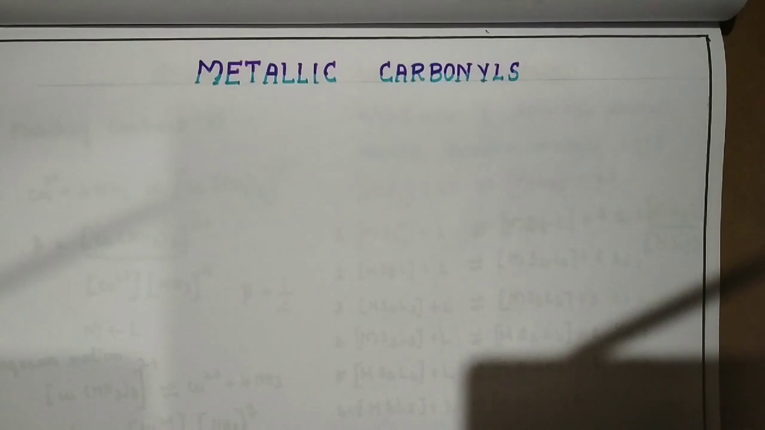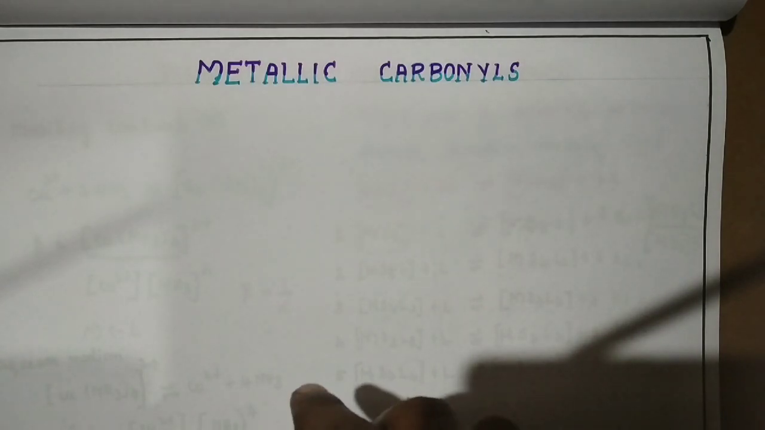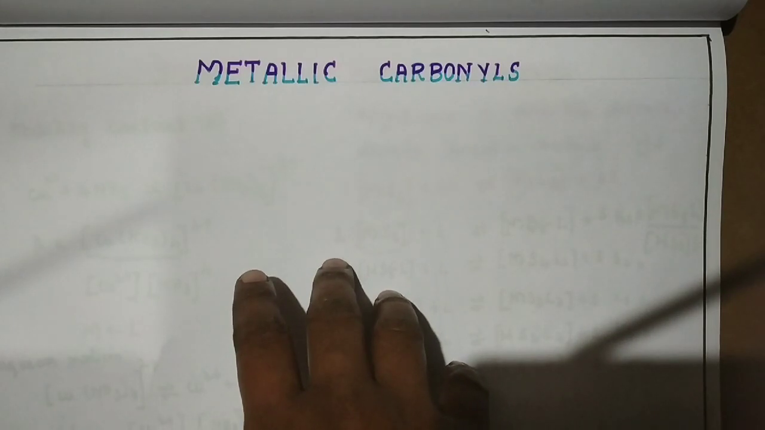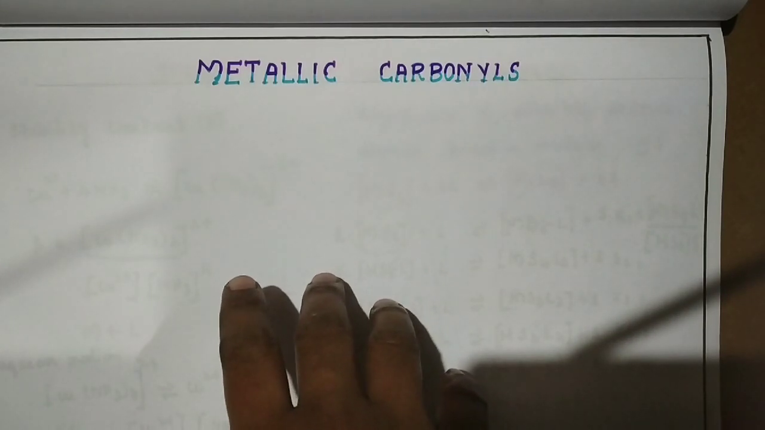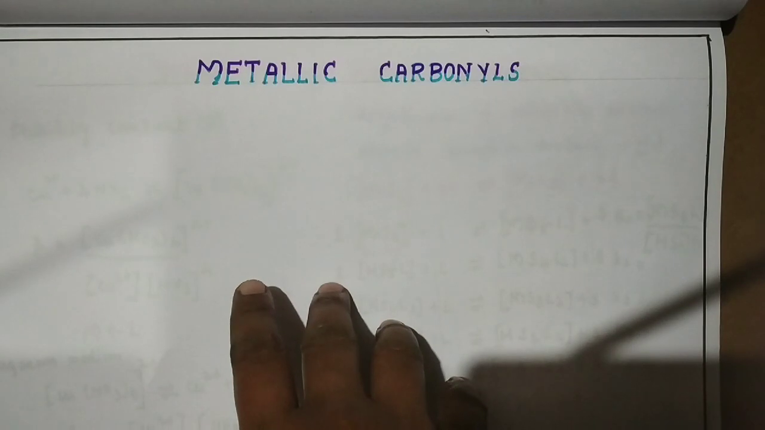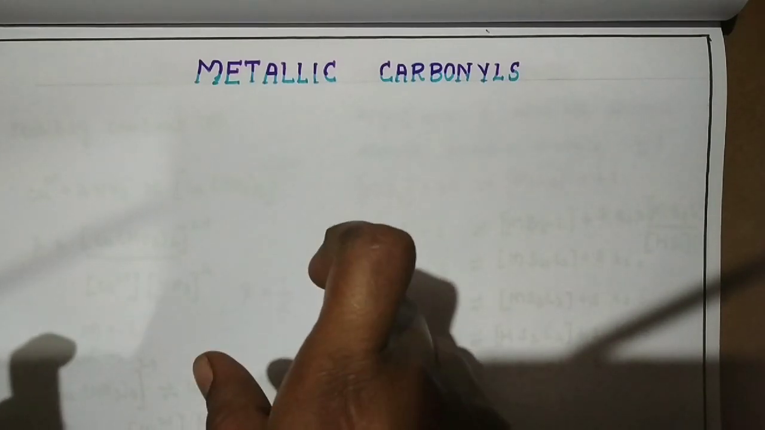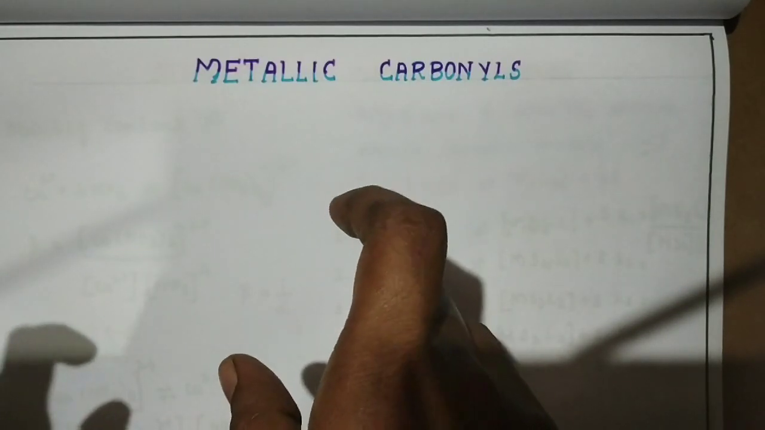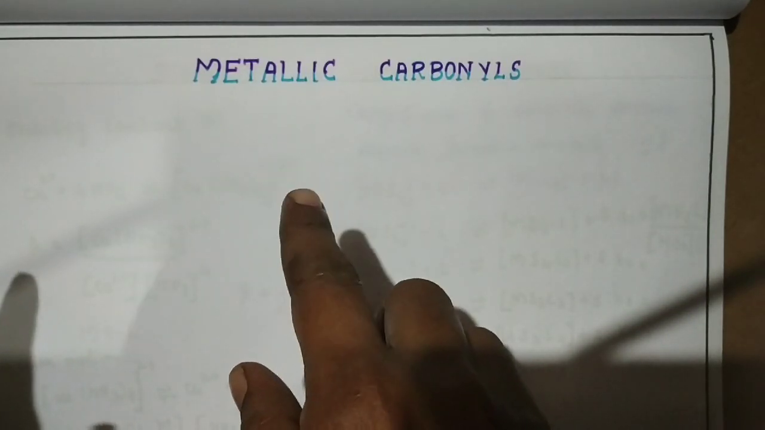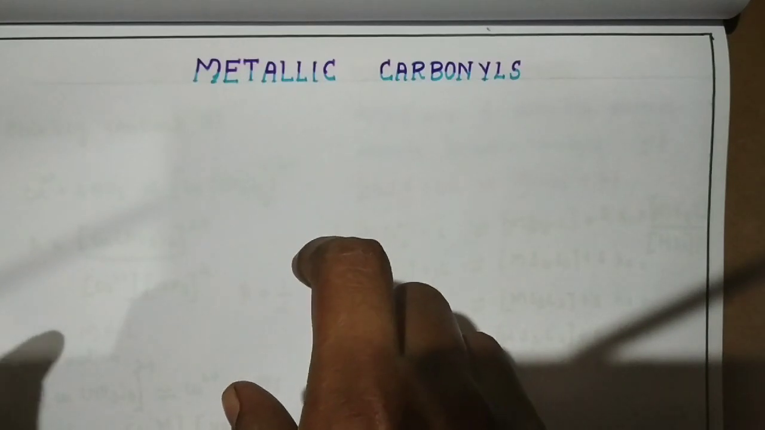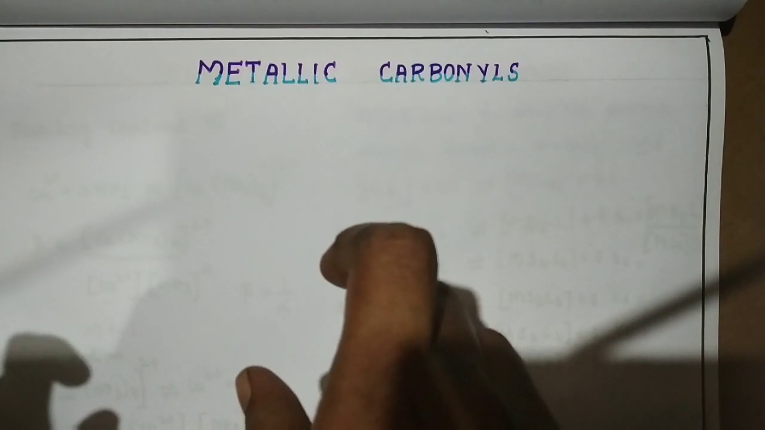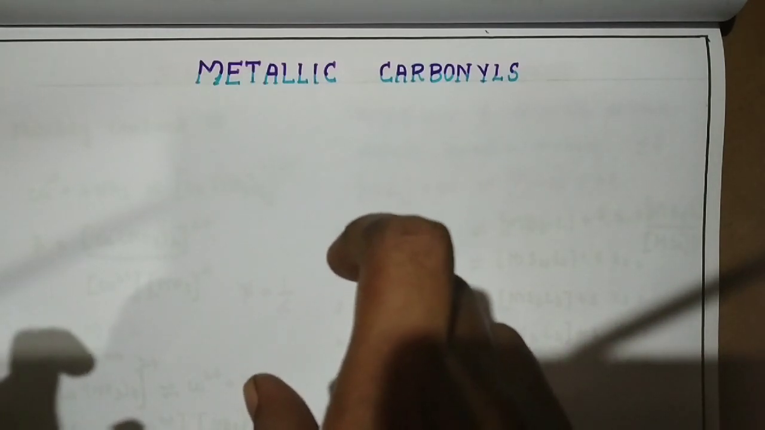In this session, we are going to learn metallic carbonyls. What does that mean? Metallic carbonyls are complexes of carbon monoxide that contain a metal-carbon bond. That means any central metal ion attached with carbonyls, that is the CO group, carbon and oxygen. In these complexes, carbon monoxide acts as a neutral ligand.